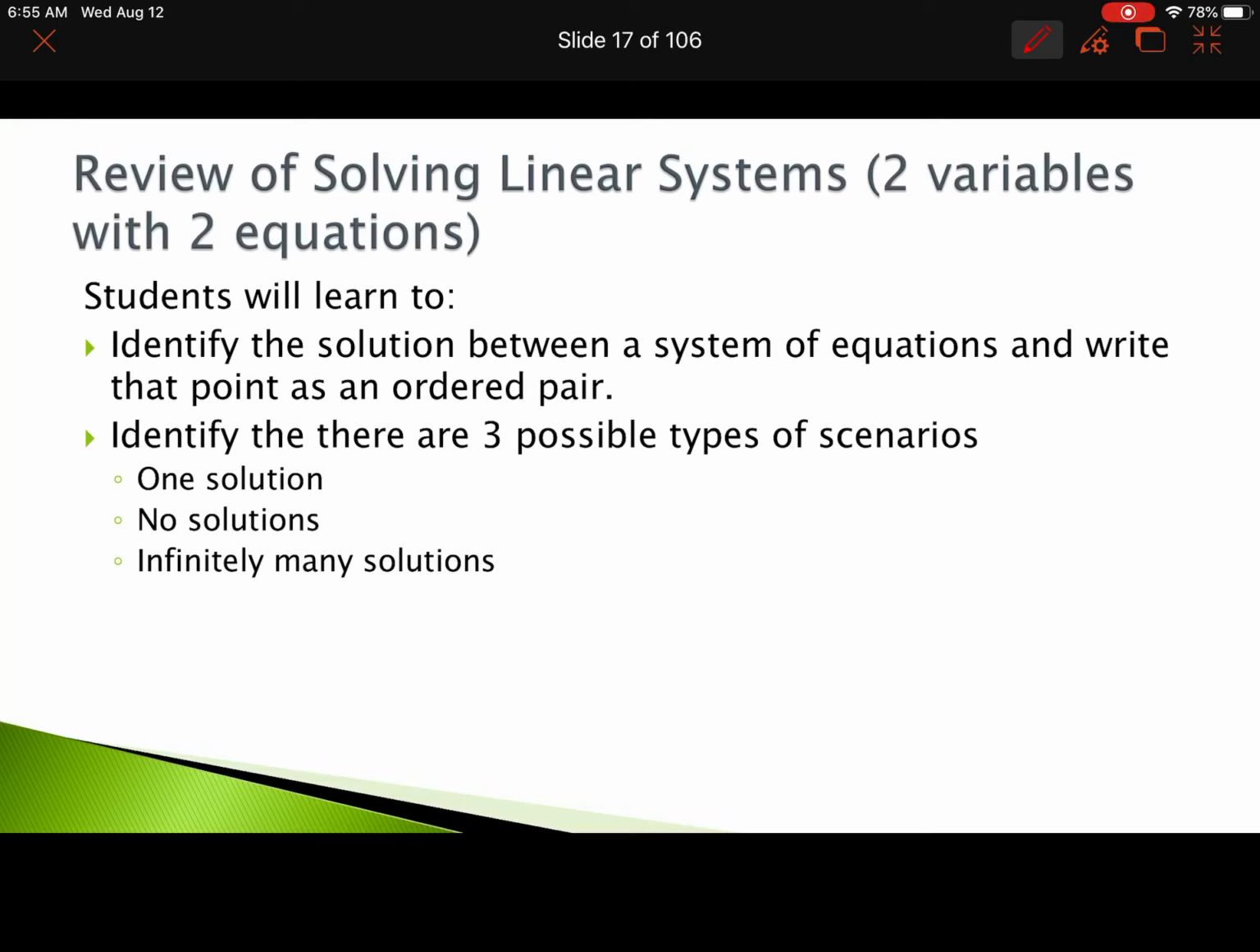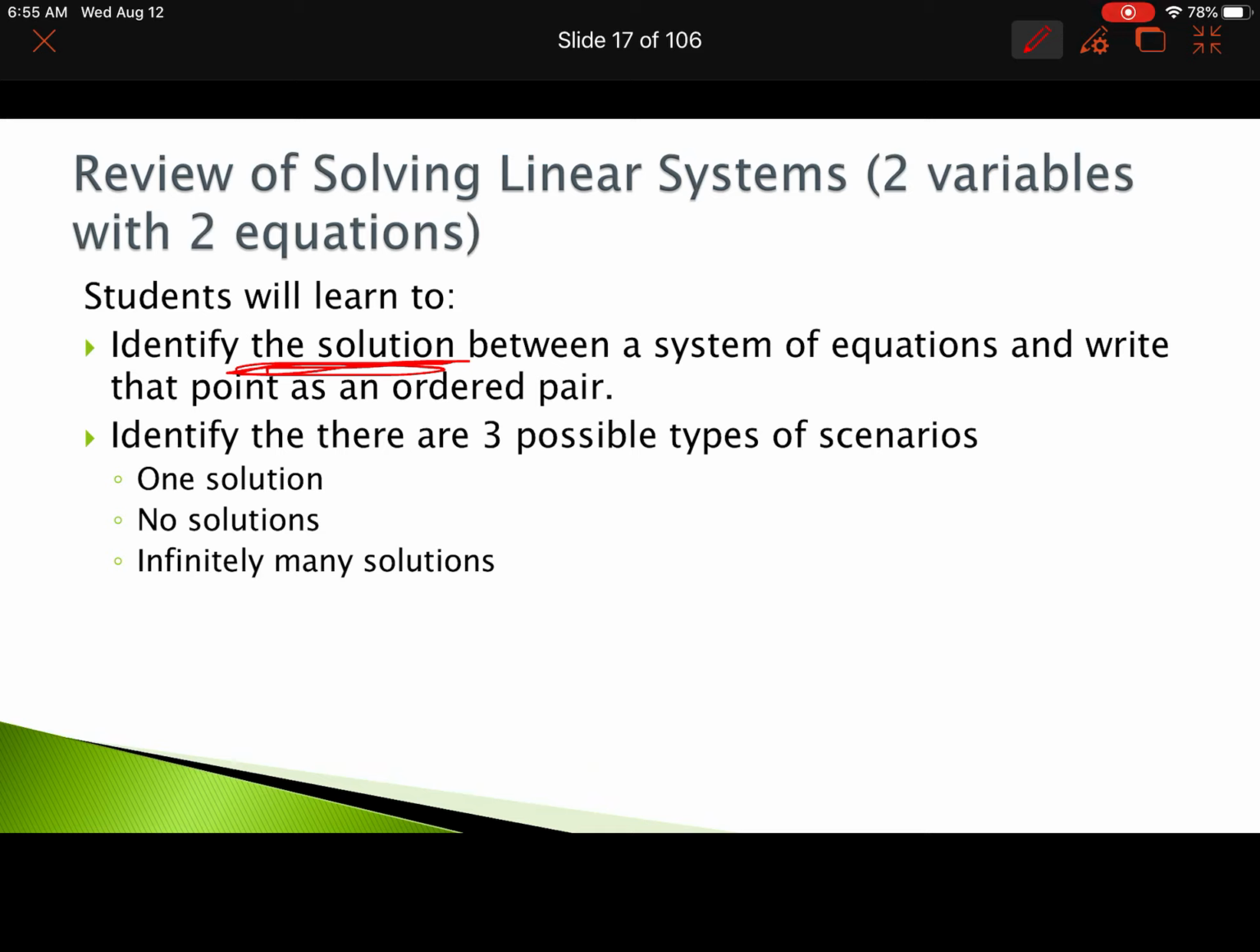Hey, good afternoon. Today we're going to be solving linear systems, so we're having two variables and two equations. We're going to identify the solution, aka what makes it true for both equations. And we're going to write that as an ordered pair.